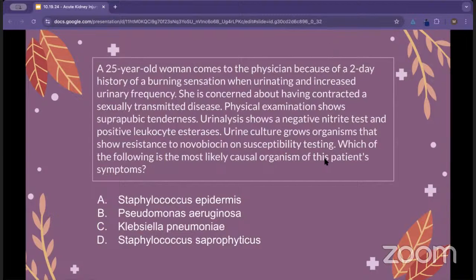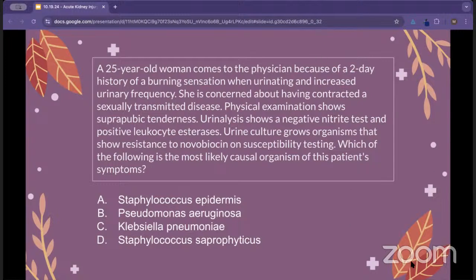A 25-year-old woman comes to the physician because of a 2-day history of burning sensation when urinating and increased urinary frequency. She is concerned about having contracted a sexually transmitted disease, or STD. Physical exam shows suprapubic tenderness, and urinalysis shows a negative nitrite test and positive leukocyte esterases. Urine culture grows organisms that show resistance to novobiocin on susceptibility testing. Which of the following is the most likely causal organism of this patient's symptoms?